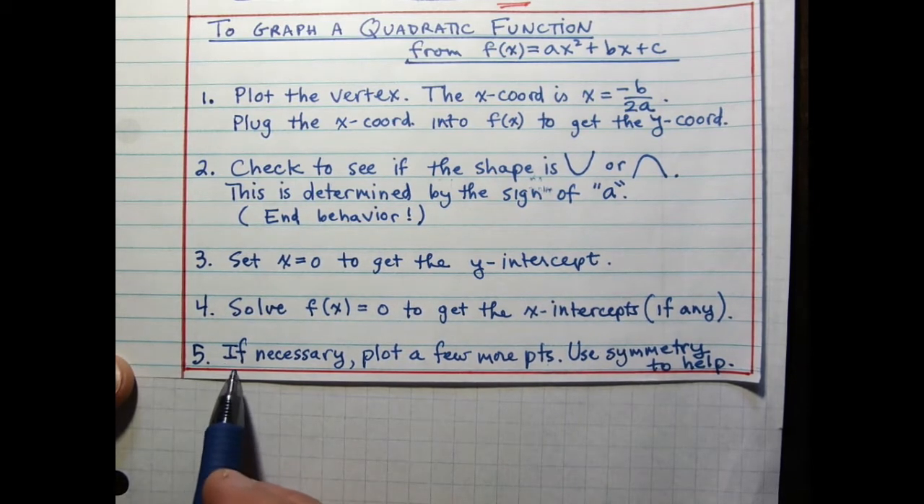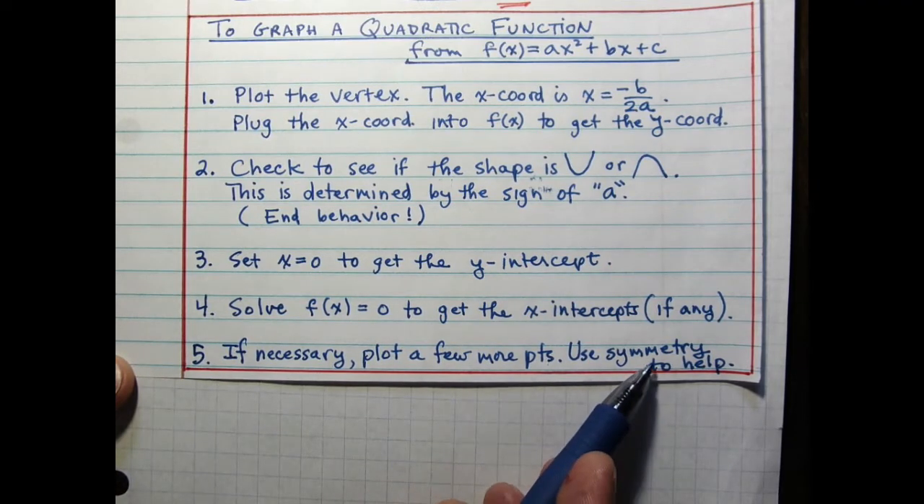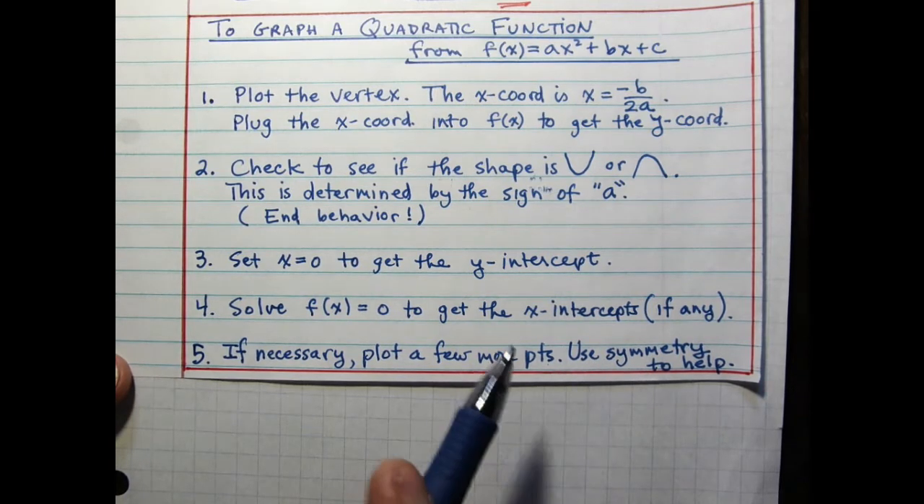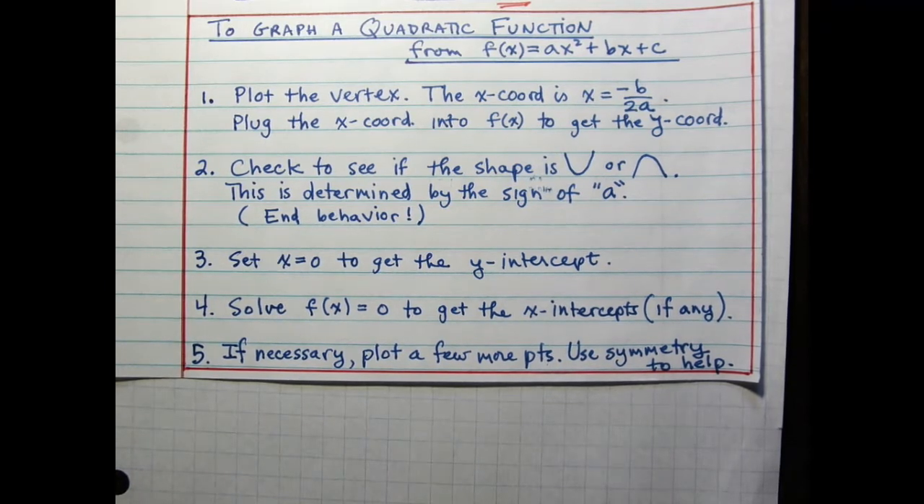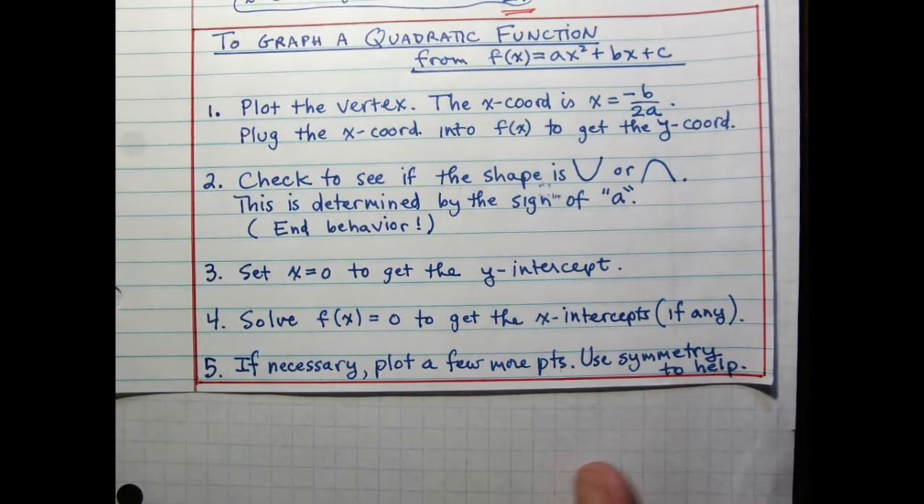And then step 5, if necessary, plot a few more points, use symmetry to help. And I did talk in that earlier example just a bit about how you can use the symmetry of the parabola to get some bonus points sometimes. So these steps are important, and let's go ahead and apply them to an exercise. And we're going to do a graph here.